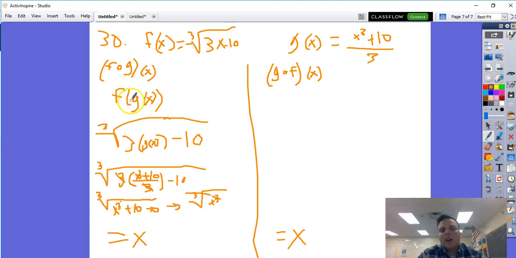So we just saw that everything in f undid g. We need to see if everything in g is going to undo everything in f. Alright, so g composed of f of x means g of f of x. So we're going to take the f function and plug it in. So in other words, and since I don't want to run out of space again, instead of having x cubed plus 10 divided by 3, we're going to have the f function cubed.